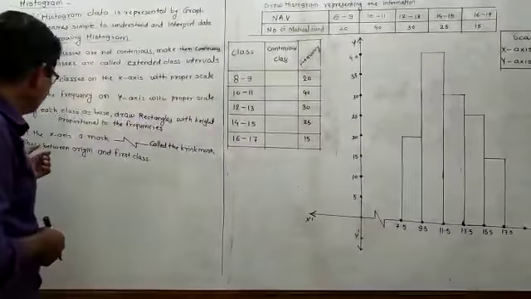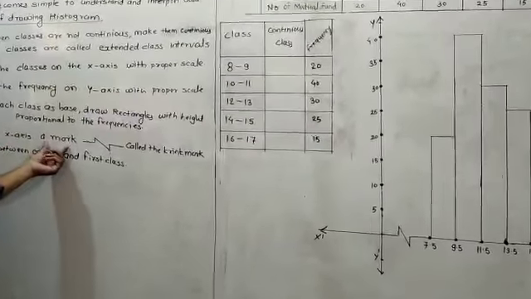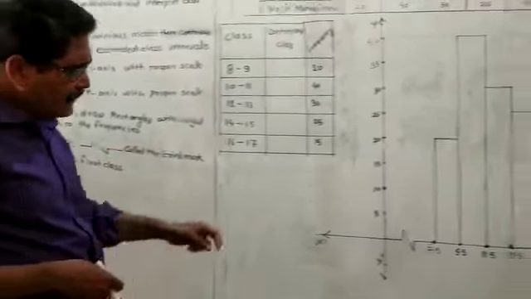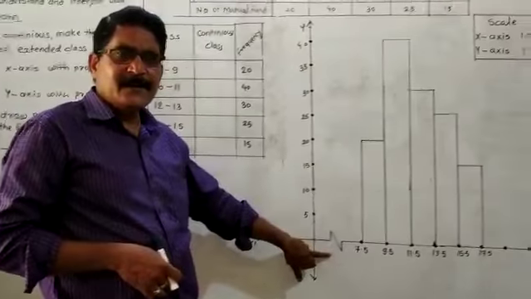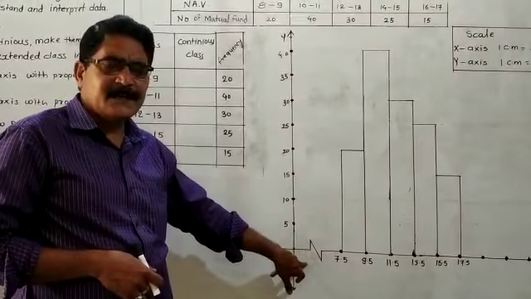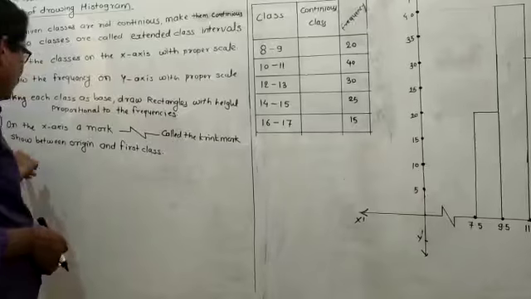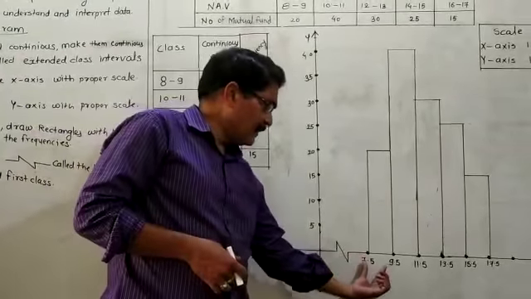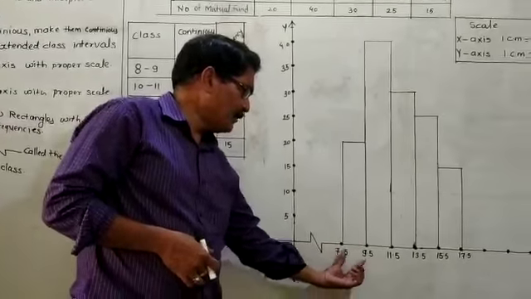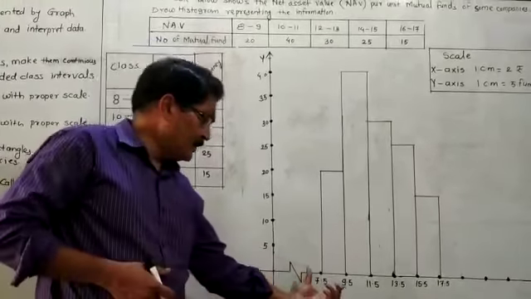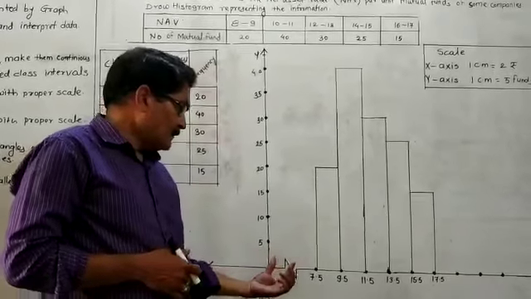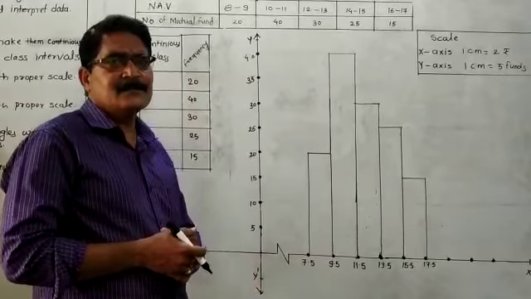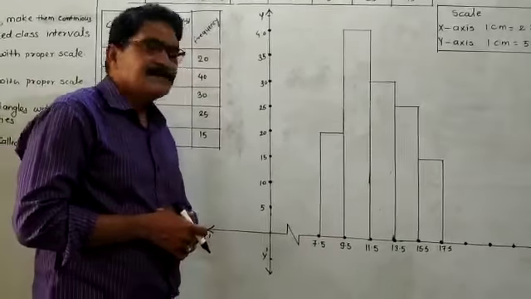Then next one is that on the x-axis, the mark, this mark is called the crank mark. Every time you have to draw this crank mark. Then show between the origin and the first class. Means this is the first class, 7.5 to 9.5. After the crank mark, directly you will see the first class.